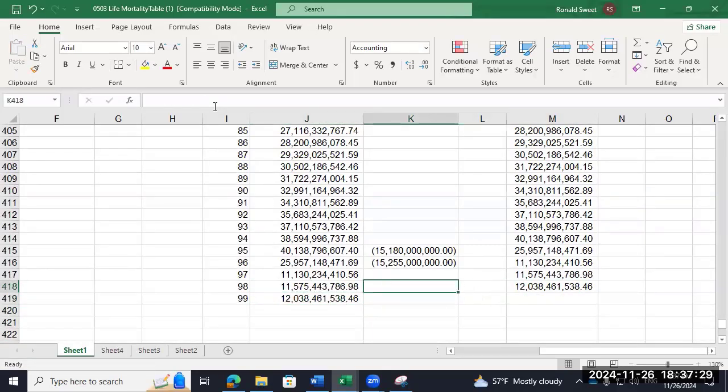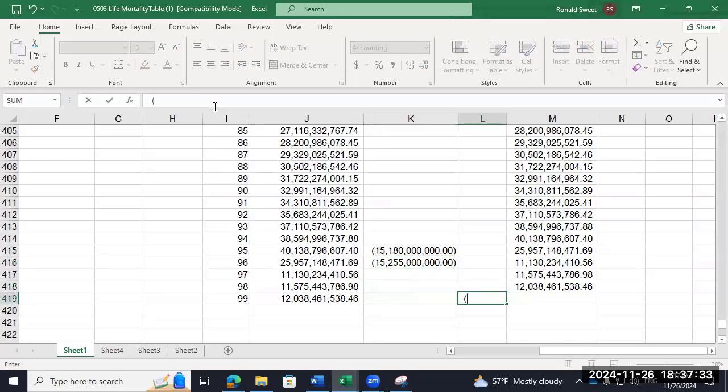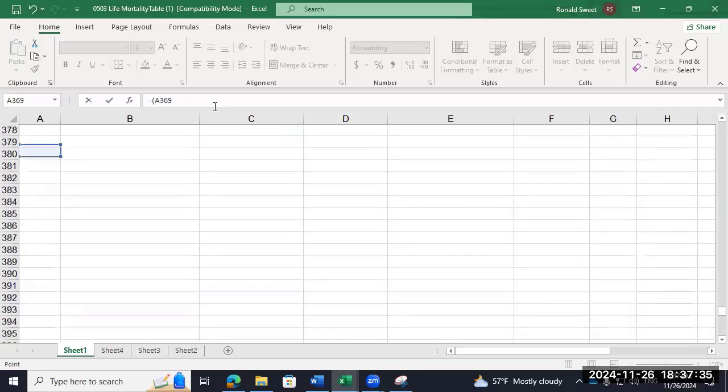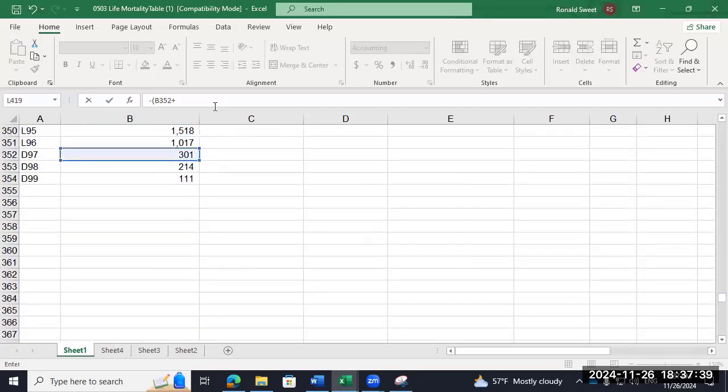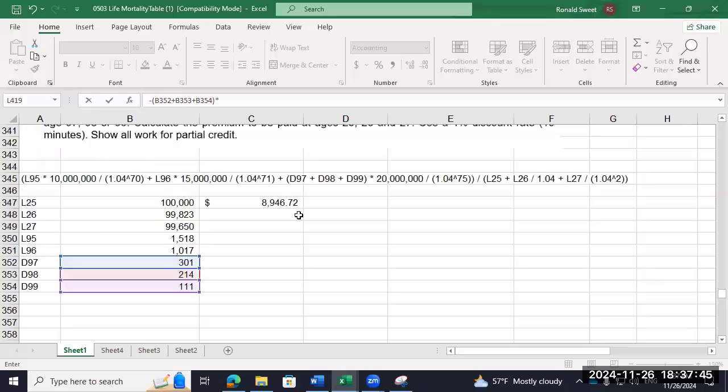Nope, it didn't for some reason. We'll see why here in a little bit. And we've got D97s plus our D98s plus our D99s times, I think the last one is 20 million.